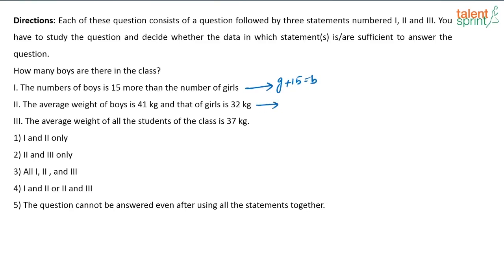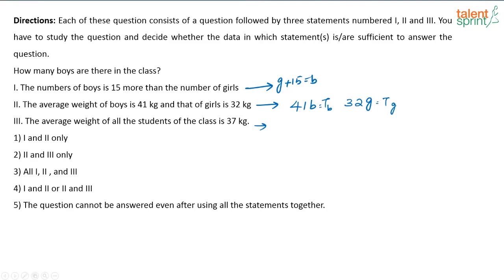Now look at the second statement. The average weight of the boys is 41 kgs and that of the girls is 32 kgs. Right? So if the average weight of the boys is 41 kgs, what does that mean? What is the total weight of the boys? Total weight of the boys is nothing but 41 into B. I am assuming there are B boys and the average weight of the boys is 41. So the total weight of the boys is nothing but 41B. Similarly, what is the total weight of the girls? The total weight of the girls is 32G. Correct? Average weight is 32, total number of girls is G, so the total weight for the girls is 32G. So this is the total weight of the boys, total weight of the girls. Again, using that you can't find out how many boys are there.